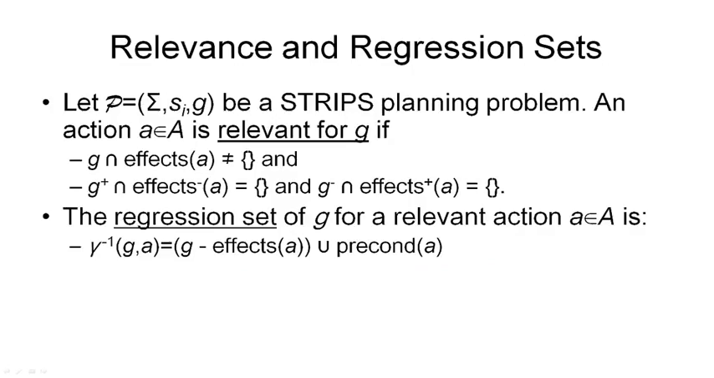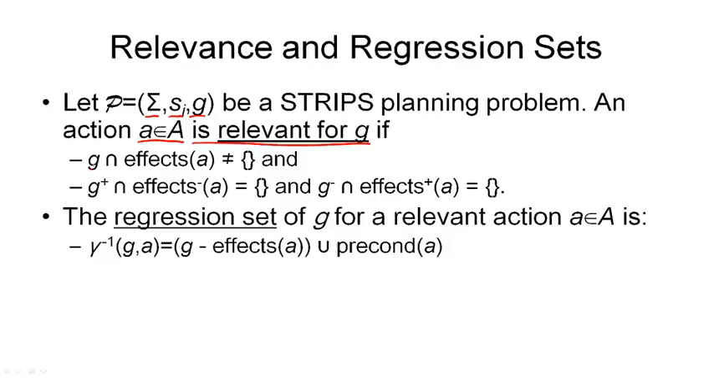We will start by defining two concepts, namely relevance and regression sets. Relevance is really the equivalent concept to applicability, as it tells us which actions we can use to move through our search space. Again, we start with a planning problem consisting of the usual things, namely a state transition system that tells us how the world can evolve, an initial state from which we're moving away, and a goal description which tells us which states are goal states. Then we can say an action A of our action set is relevant for goal G if the following two conditions hold.